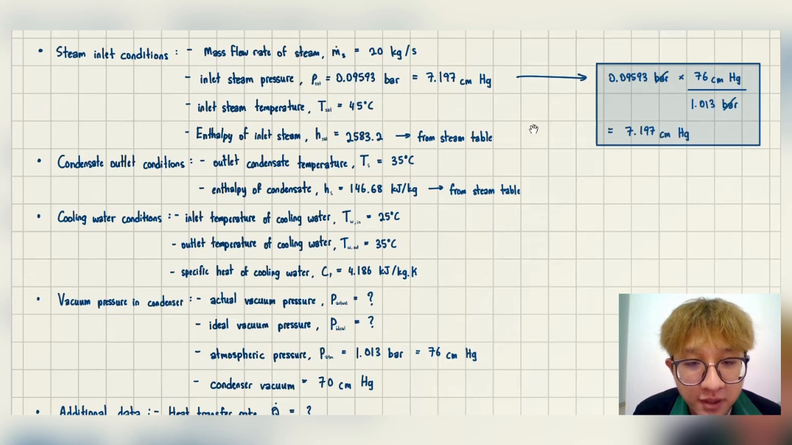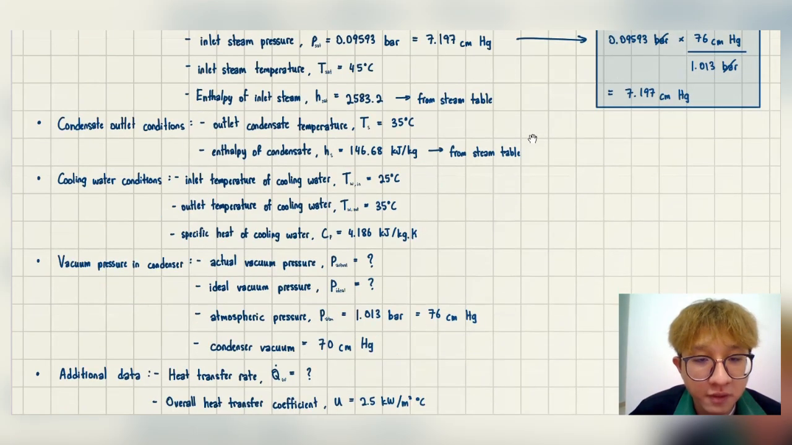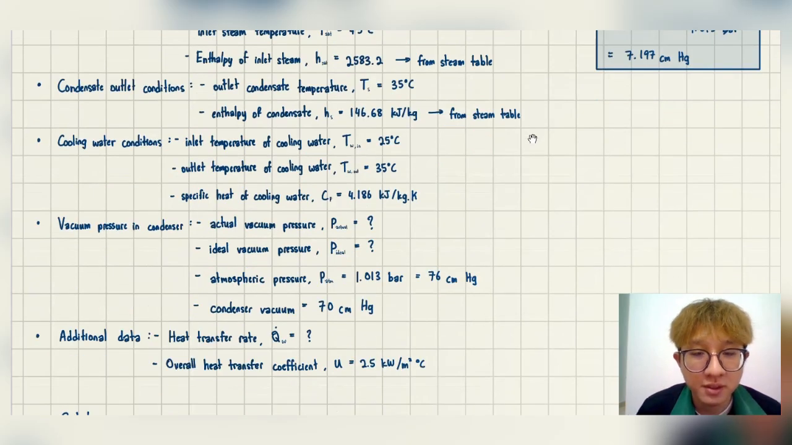For the condensate outlet condition, the outlet condensate temperature is 35 degrees Celsius. The enthalpy of condensate is 146.68 kilojoules per kg. For the cooling water condition, the inlet temperature of cooling water is 25 degrees Celsius. The outlet temperature of cooling water is 35 degrees Celsius, and the specific heat of cooling water is 4.186 kilojoules per kg Kelvin.